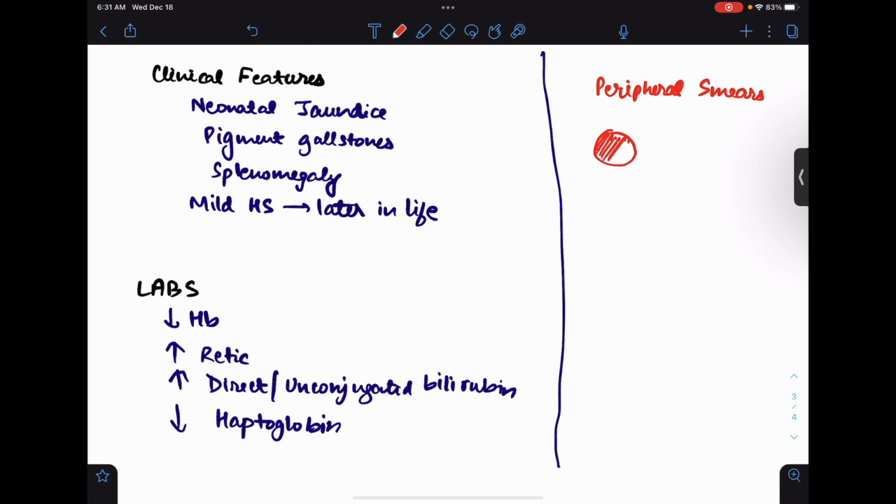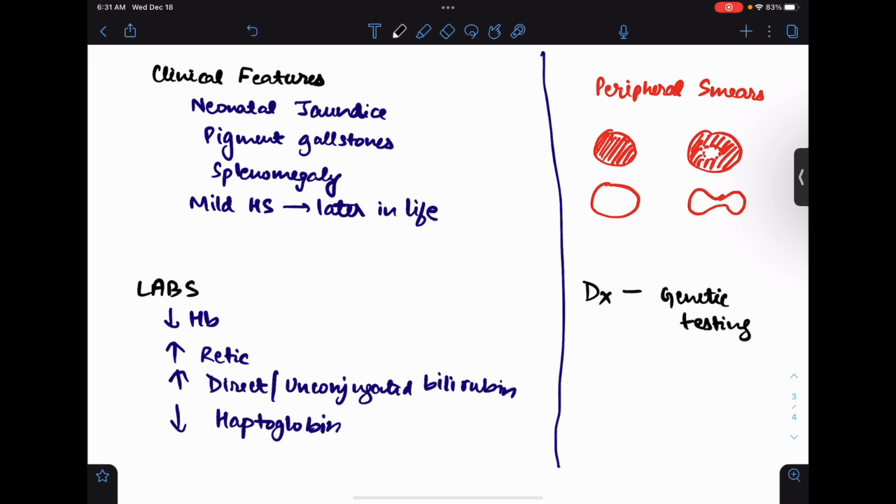On peripheral smear, we see spherocytes. So spherocytes are round and there will be loss of central pallor. A normal RBC has an area of central pallor and there is more pigment in the periphery when we look at it in smear due to its biconcave shape. But spherocytes are round, so there's no central pallor.